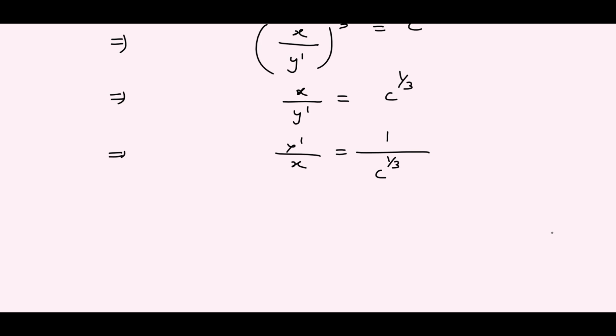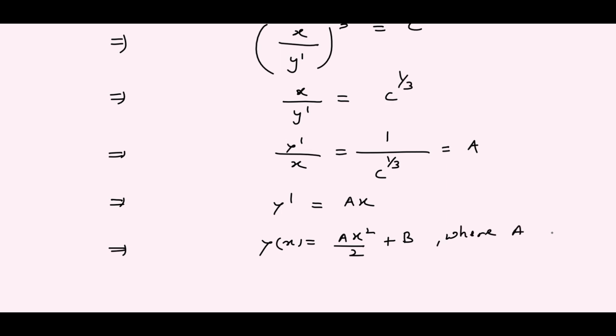So now further, this is a constant. Let us suppose that it is a. So now here y' will be equal to a times x. So again integration on both sides, we will get y of x, integration of ax, that is a x square over 2 plus b as a constant, where a and b are arbitrary constants.